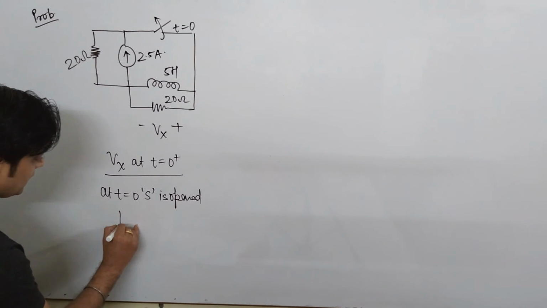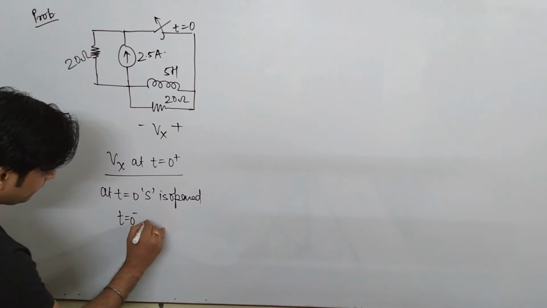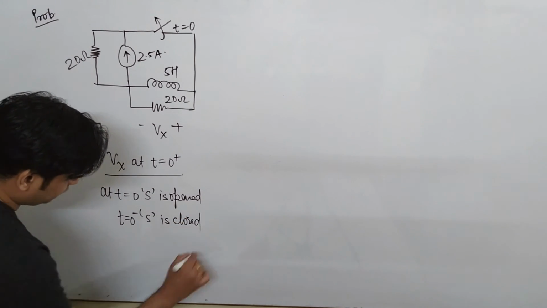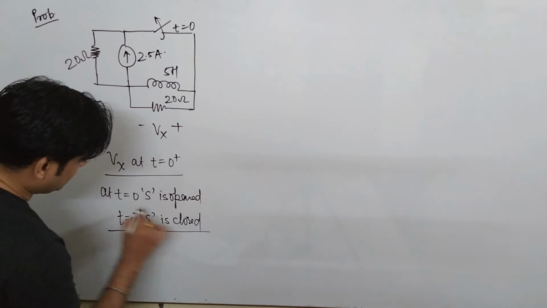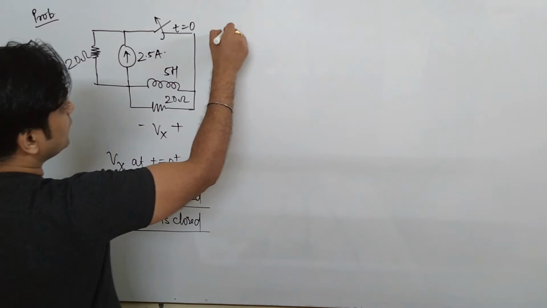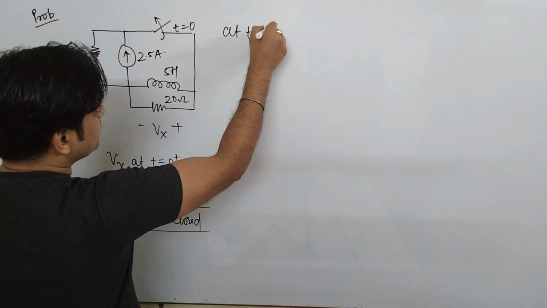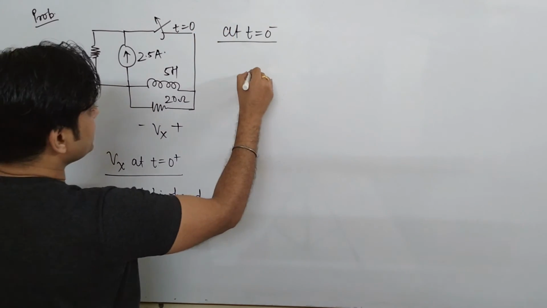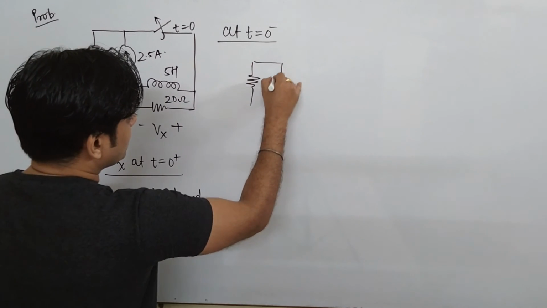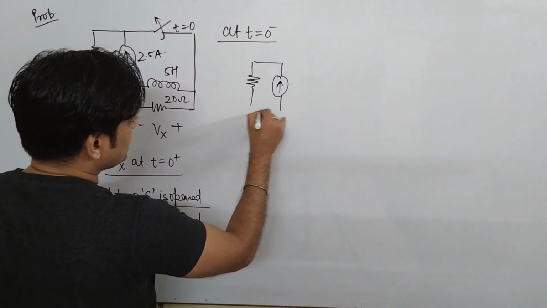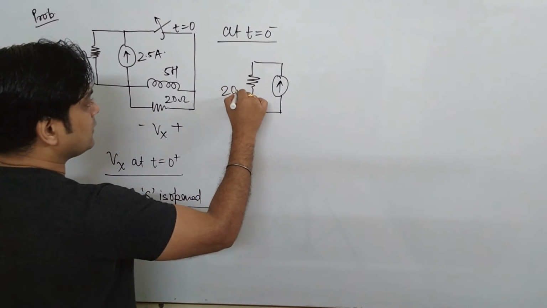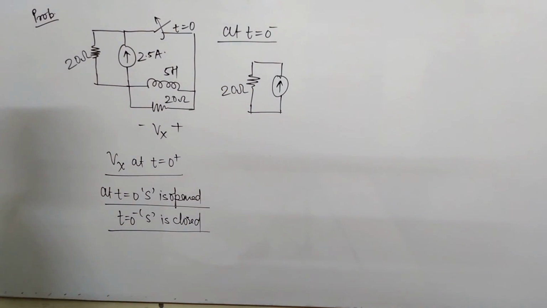That means at t equal to 0 negative, S is closed. Okay, so this is the condition. Now if you draw this circuit at t equal to 0 negative, what will be the condition? This is your resistance. As I said earlier, first of all you have to identify the initial values, the very basic step. No need to get confused in any type of problem.